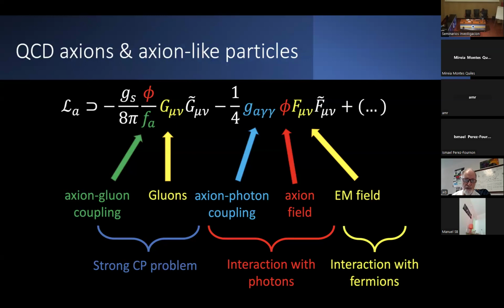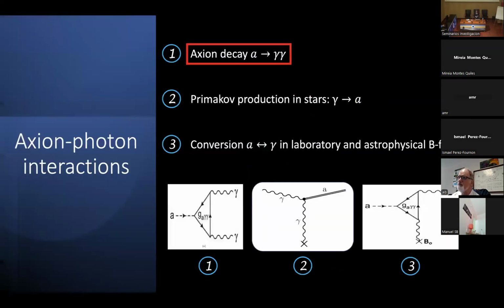These correlations do not exist in the case of the axion-like particle. So that means that they can live in a much broader parameter space. But I will highlight it again later on. Just keep that in mind. So axions can interact with photons.